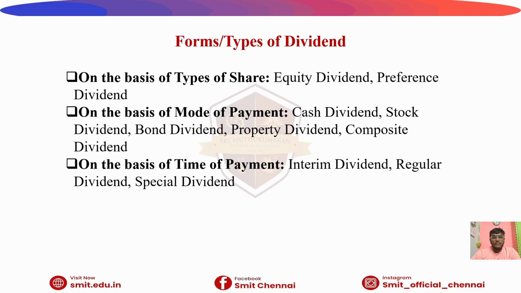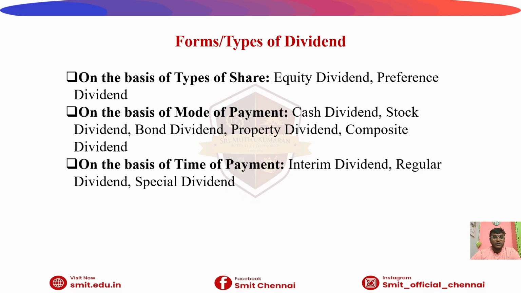Dividends can be classified in three ways. On the basis of types of shares: equity dividend, preference dividend. Equity dividend is paid to the equity shareholders, varies with profit. Preference dividend is paid to preference shareholders, fixed rate paid before equity.